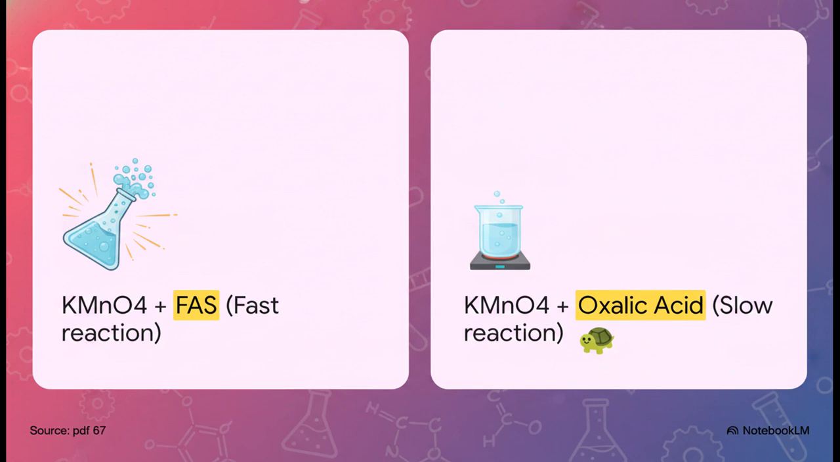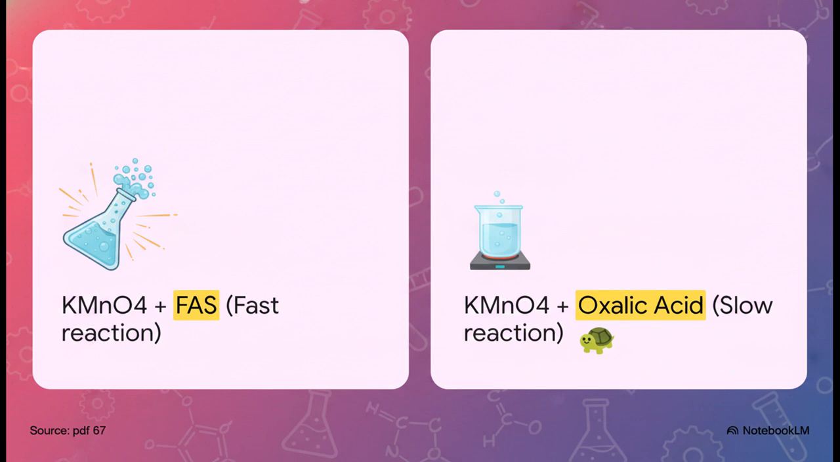Nature of the reactant. The guide gives us this really brilliant comparison. The reaction rate between potassium permanganate and ferrous ammonium sulfate, or FAS for short, is incredibly fast. But if you take that exact same potassium permanganate and, say, react it with oxalic acid, the reaction is agonizingly slow. I mean, even if you heat it up to 60 degrees Celsius.